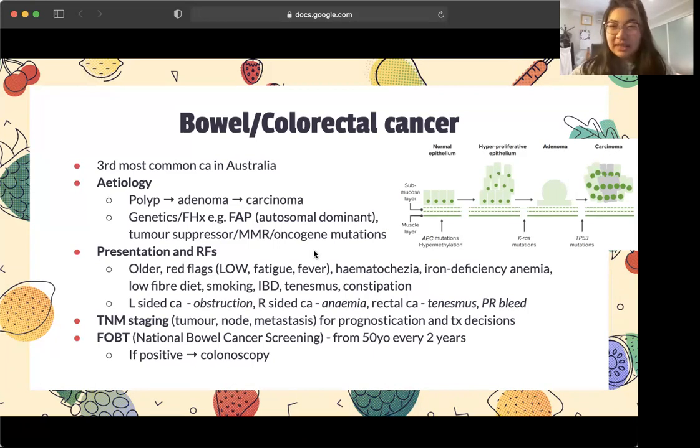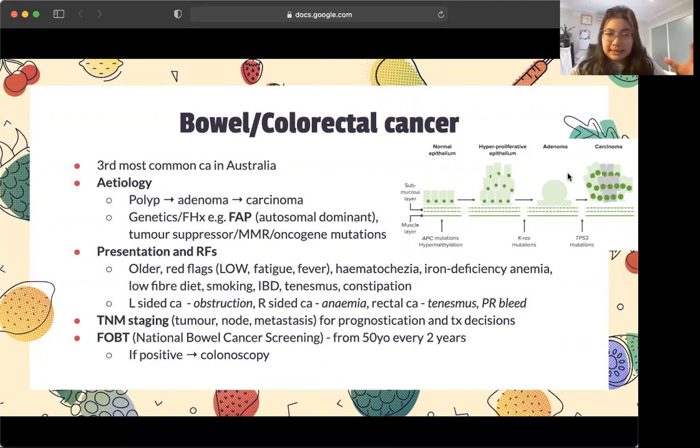So red flag symptoms, think about loss of weight, fatigue, fever, that kind of thing. Depending on where the cancer is, it's more likely to present a slightly different way. So a left-sided cancer, if you think about it, more likely to be that obstruction kind of symptom because you've got literally just a mass growing. If it's right-sided, it's more likely to be that kind of chronic bleeding that nobody really picks up on. So you end up with anemia and fatigue, all those types of constitutional symptoms as well. Rectal cancer, tenesmus, that feeling of incomplete evacuation because you've got something there in the rectum, and a PR bleed.